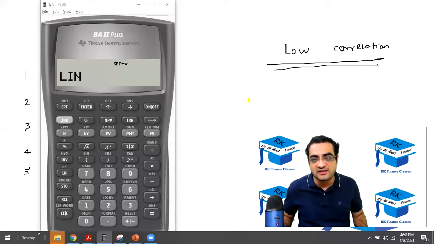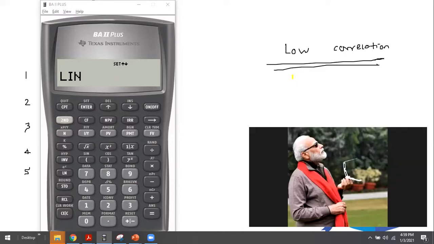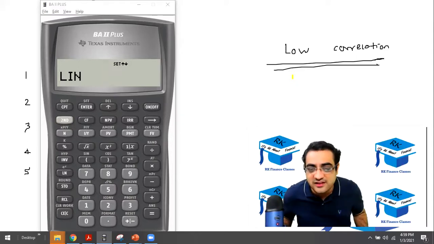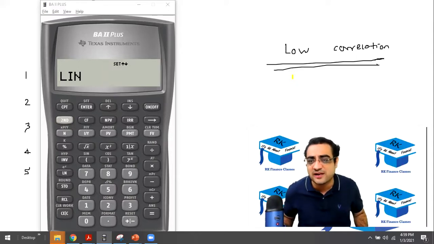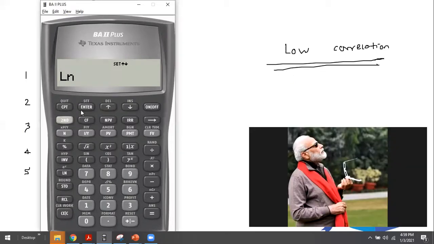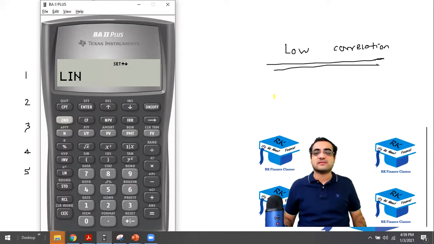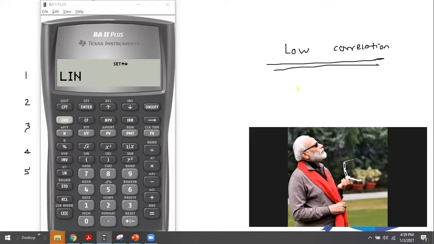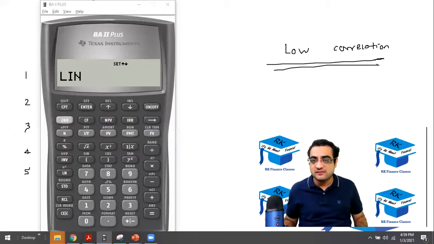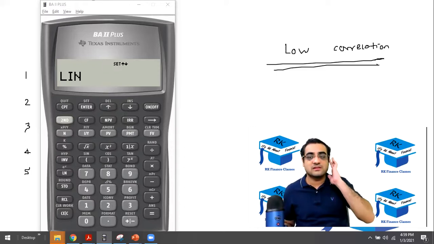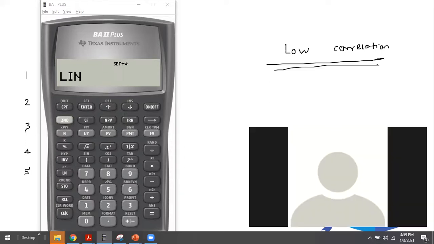Ashish and Sanket, are you getting LIN? Ashish, you're not getting LIN? No, sir, I'm getting 1 minus V. Just a second, Ashish, I'll come back to you. Sanket, are you getting that 1 minus V? Yes, sir. So press 2nd, enter, 2nd. Keep on pressing 2nd, enter till you get LIN. Yes, sir, I got it. All right, good. Ashish, did you get LIN? Yes, I got it. Good.